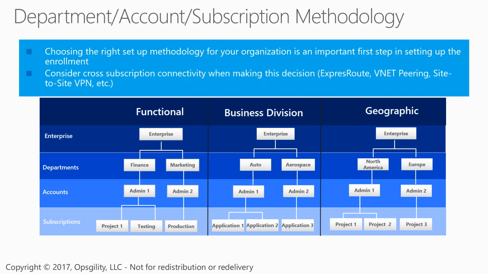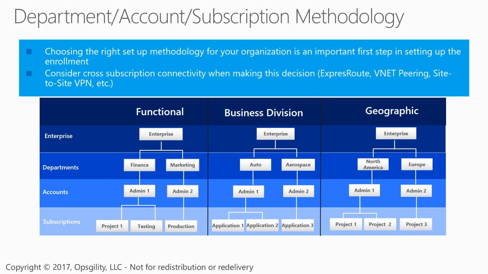Now, there are various ways you can set up your EA portal. These are just 3 examples. You kind of need to choose the methodology that best fits your organization. So you see here we have a functional model. We also have a business division model where we've broken up departments by the business divisions. And in some cases, a geographic model might be best because maybe your organization spans many different geographic areas.